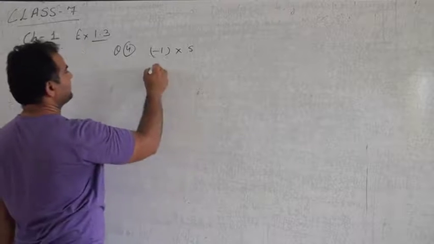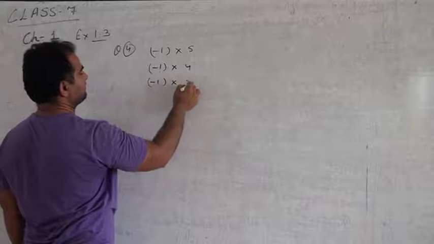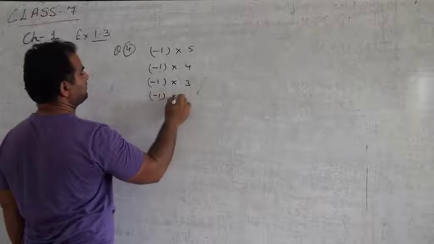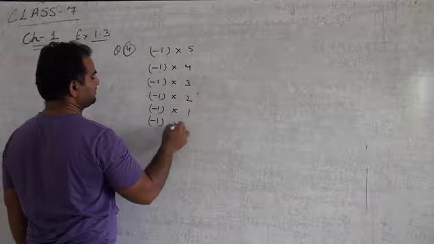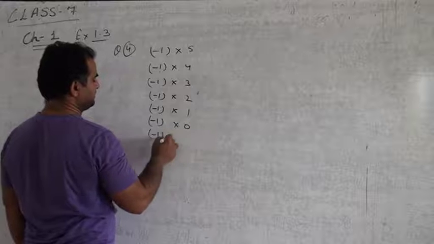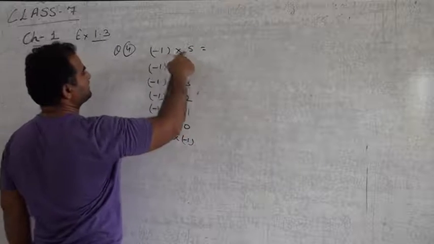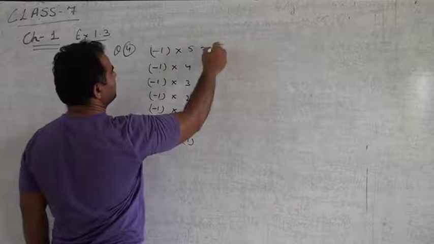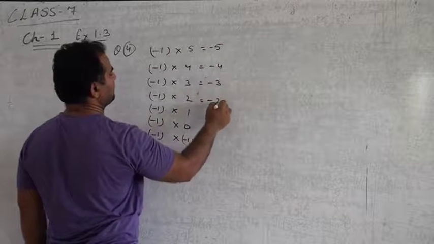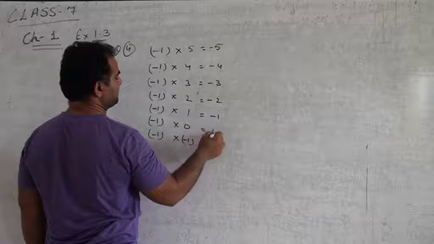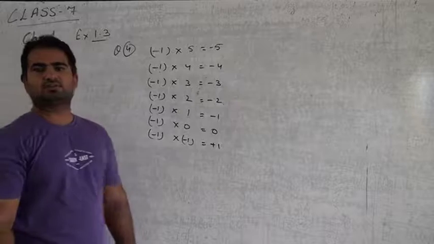And in the next line we can write minus 1 into 4, minus 1 into 3, minus 1 into 2, minus 1 into 1, minus 1 into 0, and then minus 1 into minus 1. The answer will be: minus 1 into 5 is minus 5, then minus 4, minus 3, minus 2, minus 1, 0, and it will be plus 1. Required solution that we want.